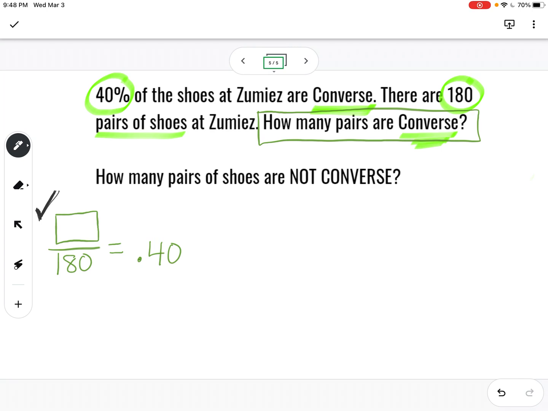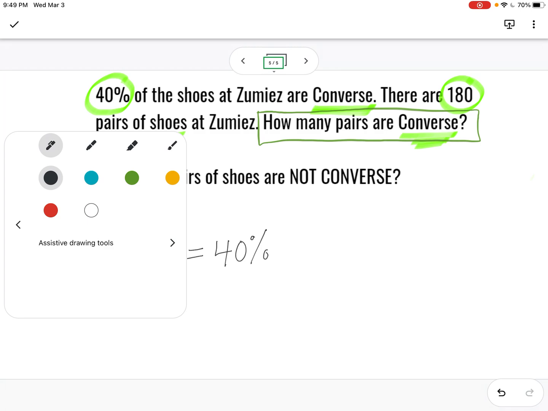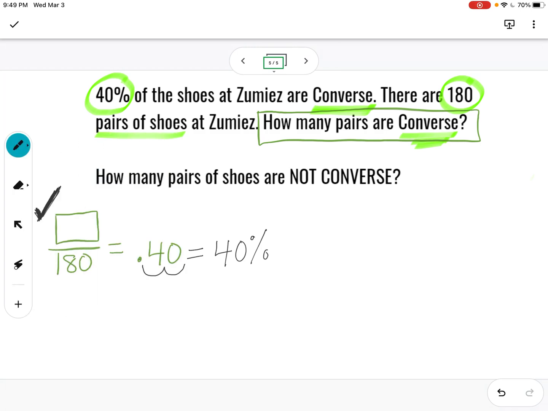I have the unknown value, which is the box, out of 180 pairs of shoes, and that should be equal to 0.40, which I know is going to be 40%. Because in that case, that's the unit rate. I would move the decimal place 2 times, and that would give me 40%. So this is what I would come back to at the end to check to make sure my answer was correct. All right? So in the meantime, I asked myself, was I looking for a part or a whole?